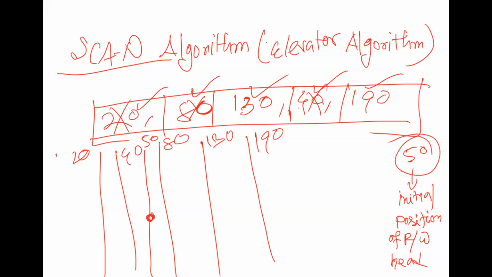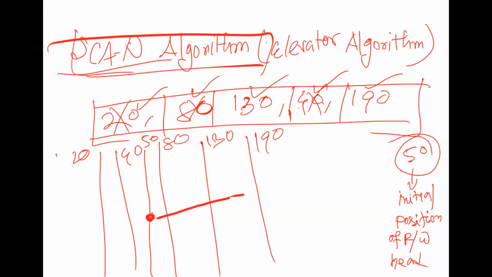So how will the elevator algorithm, or SCAN algorithm, work? The SCAN algorithm is kind of simple. Let's see how it works. The initial position is here. It can go either this direction or that direction to perform the read write operation. Okay, SCAN algorithm.